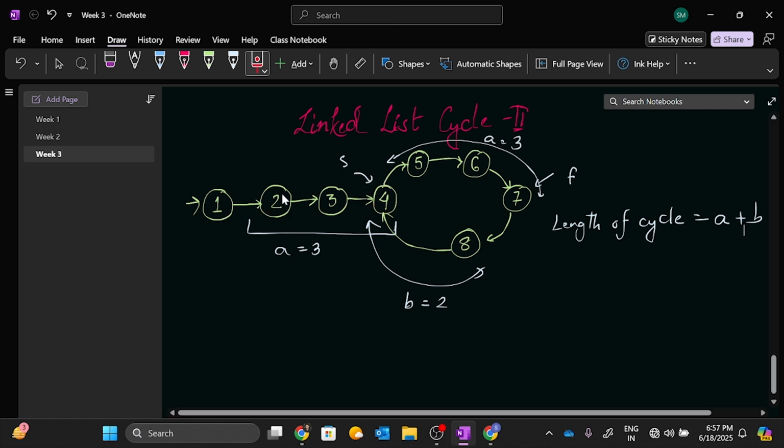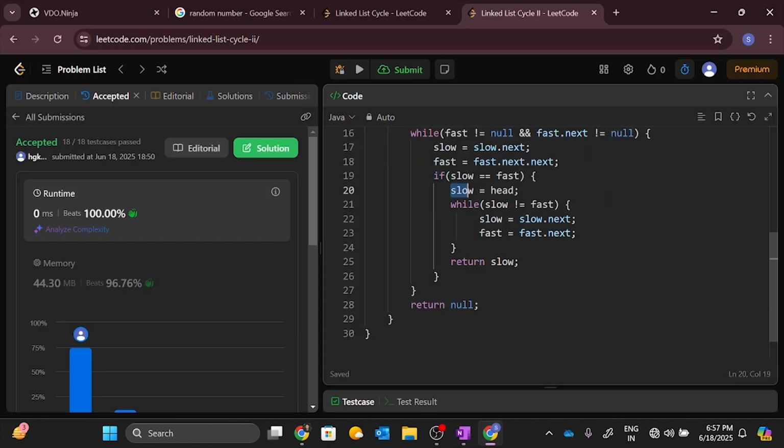That is why when they were the same, I moved my slow to head. After that, until both of them became equal, I moved them 1 step each. And when they become equal, I know that that is the starting point of the cycle and I returned that.